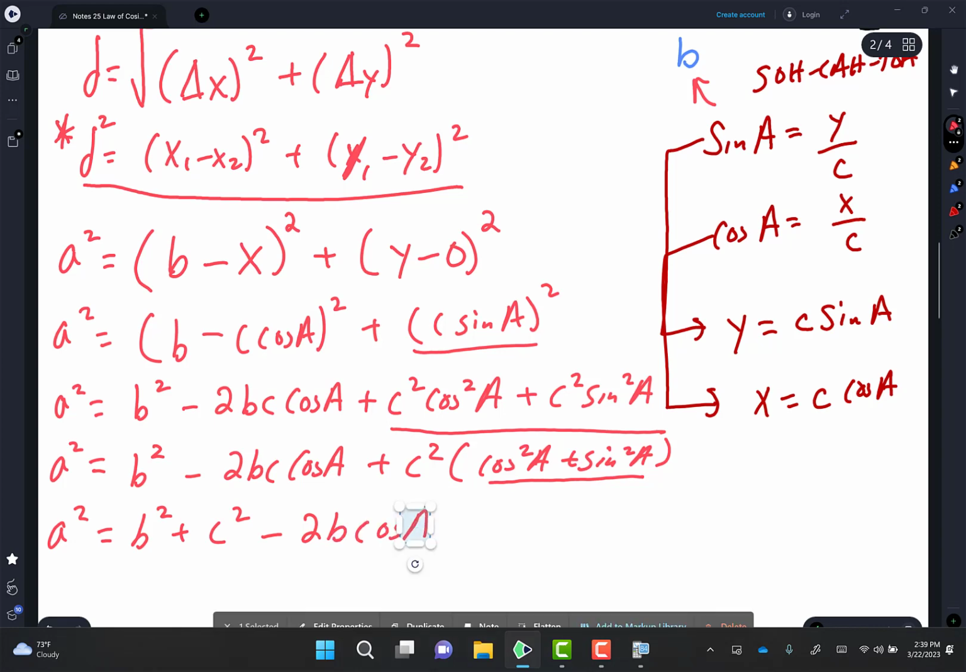Oops. Cosine. Oh, man. How do I delete that?